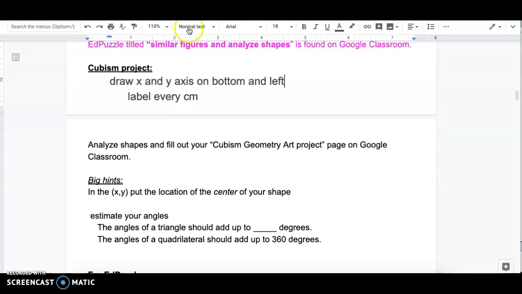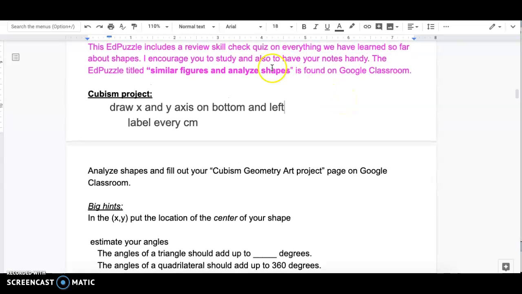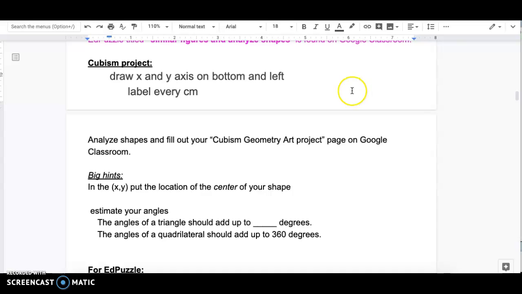All right, so that is it for our skill check quiz in here. Next, we're going to take a look and see what we're supposed to do this week on our Cubism project. So that's going to be the big part of what you're doing this week. On your Cubism project, we're going to use part of that border, not the whole thing, just part of it, to draw an X and Y axis.